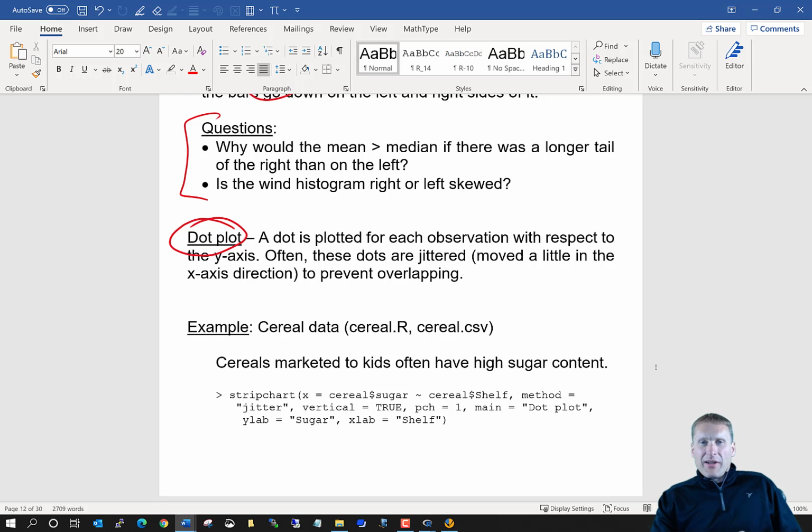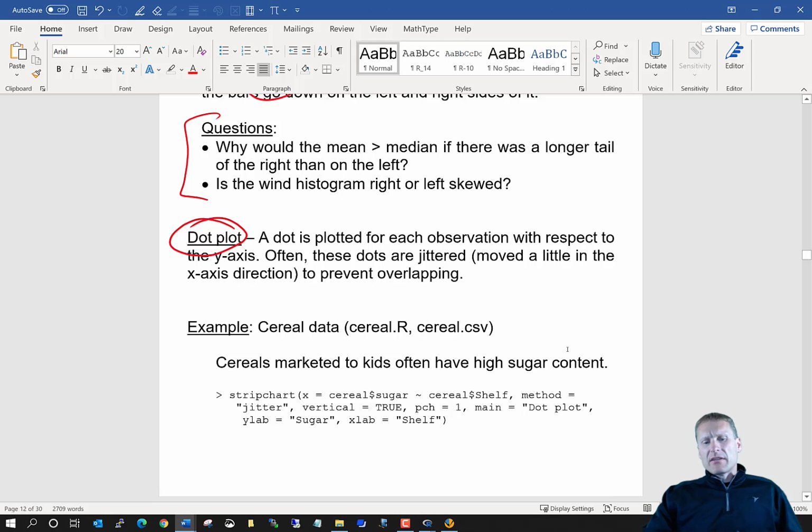This is one of my favorite plots. In fact, you're going to see a lot of my favorite plots in these notes. This is called a dot plot, and you may or may not have seen dot plots before. I think they can be very, very useful. In summary, a dot is plotted for each observation with respect to the y-axis. Often these dots are jittered, meaning moved a little bit in the x-axis direction to prevent overlapping. Dot plots are an excellent tool for comparing observations that fall within certain strata.